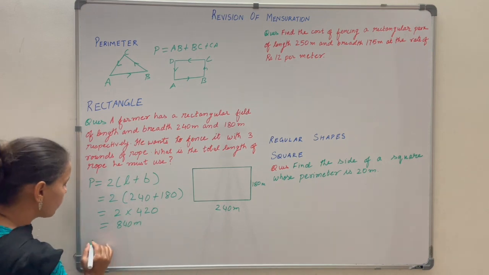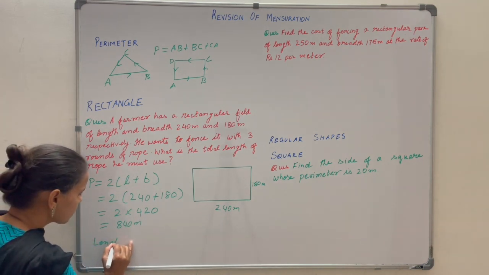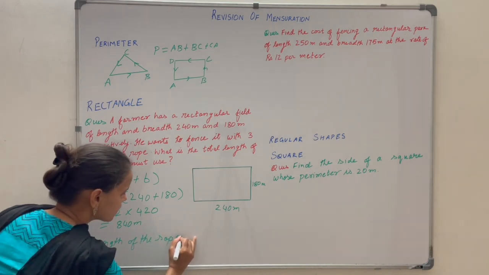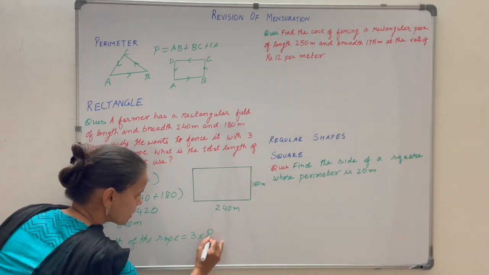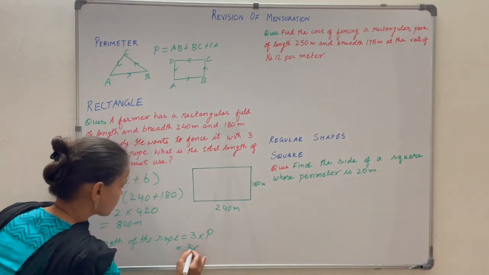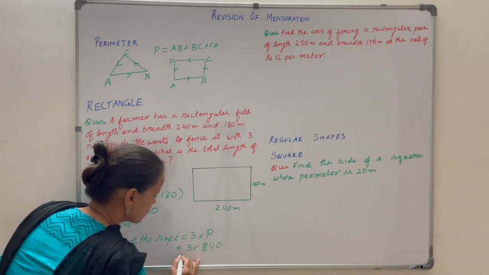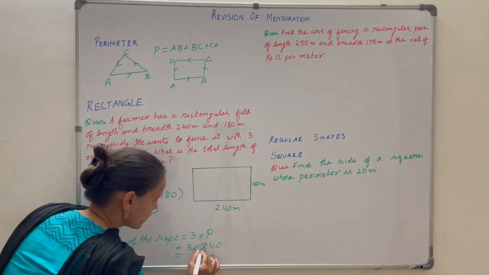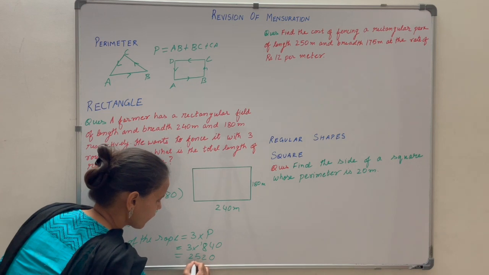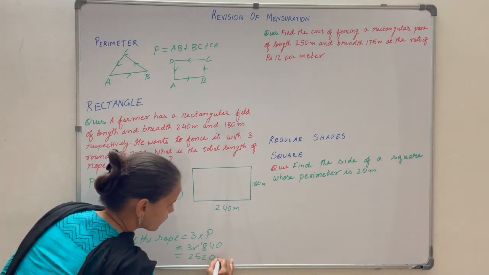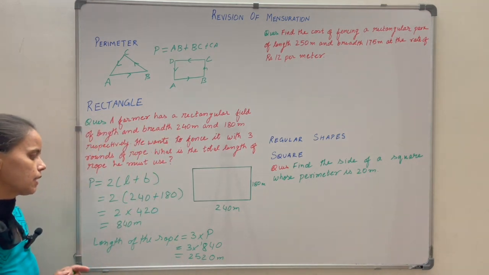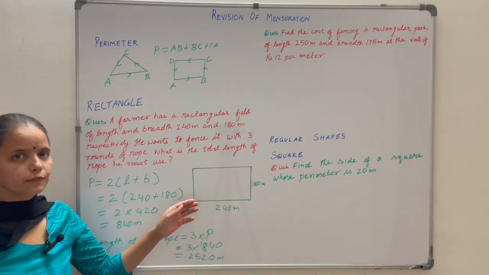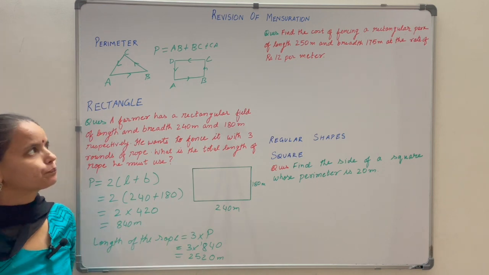So how much is the length of the rope? Length of the rope is equal to 3 times the perimeter. And perimeter is 840. So 3 into 0 is 0, 3 4s are 12, carry over 1, 3 8s are 24 and 1, 25. So 2520 meters is the length of the rope required to fence this rectangular field 3 rounds.